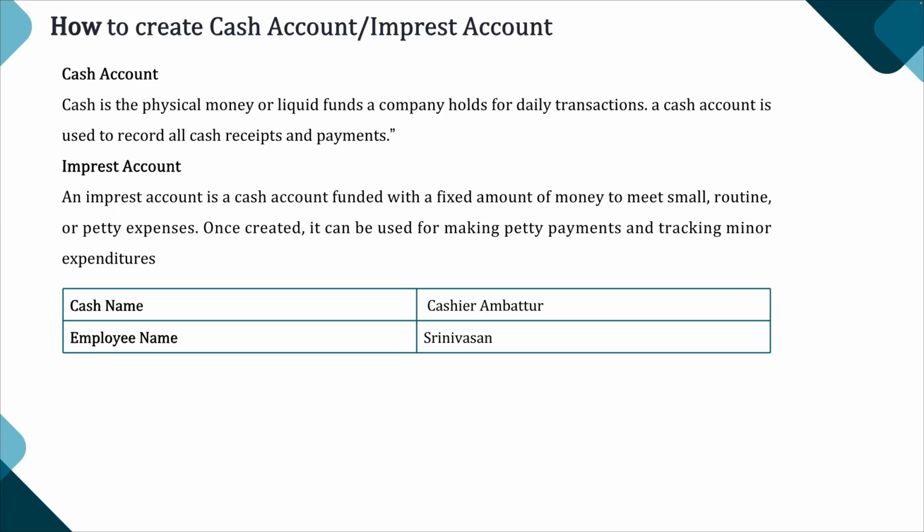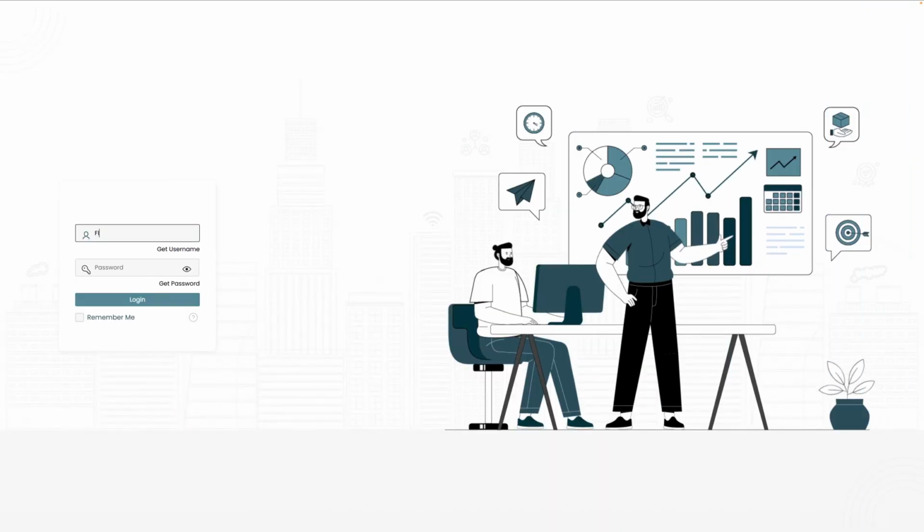Let us take one cashier and one employee. Cash name, Cashier Ambather. Employee name, Srinivasan. Log in with the username and password of the creator's login to create a cash account. Click on the Login button.